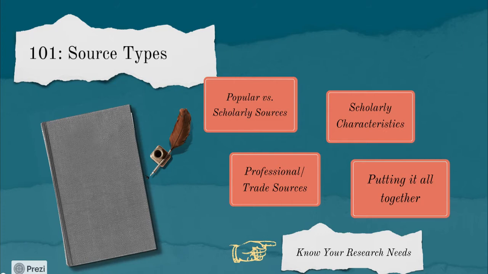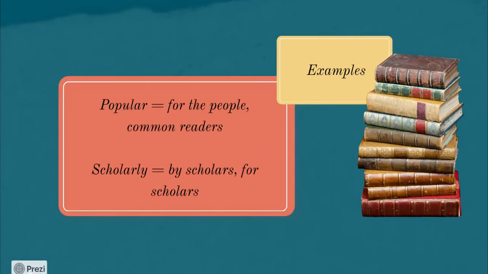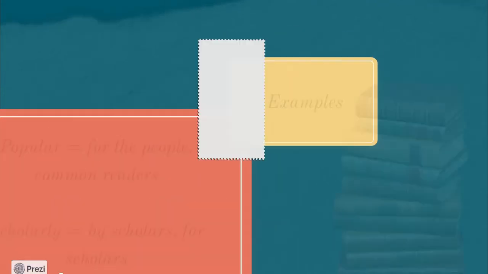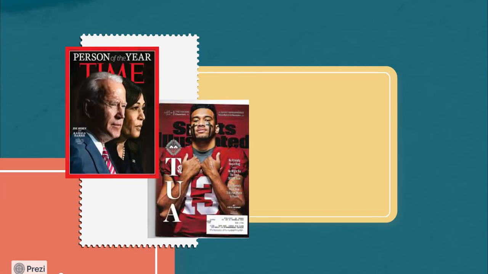But what do we mean by those terms? Well, first, popular, in this case, doesn't mean most well-liked or favorite, but rather for the people or a general reader. So, popular sources are written to be read and used for casual information or even for fun. You might think, for example, of the magazines you see at the grocery store checkout counter or your favorite YouTube channel.